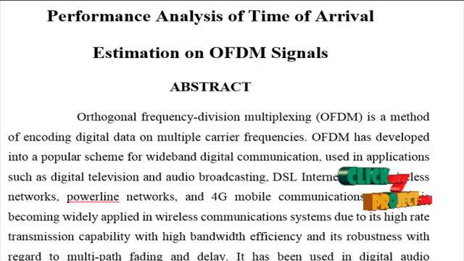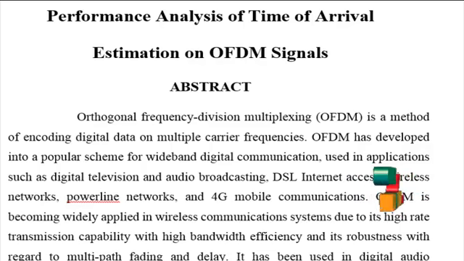OFDM is becoming widely applied in wireless communication systems due to its high rate data transmission capability with high bandwidth efficiency and its robustness with regard to multipath fading and delay. It has been used in digital audio broadcasting systems, digital video broadcasting systems, digital subscriber line standards, and wireless LAN standards. OFDM is a frequency division multiplexing scheme used as a digital multi-carrier modulation method. A large number of closely spaced orthogonal subcarrier signals are used to carry data on several parallel data streams or channels.